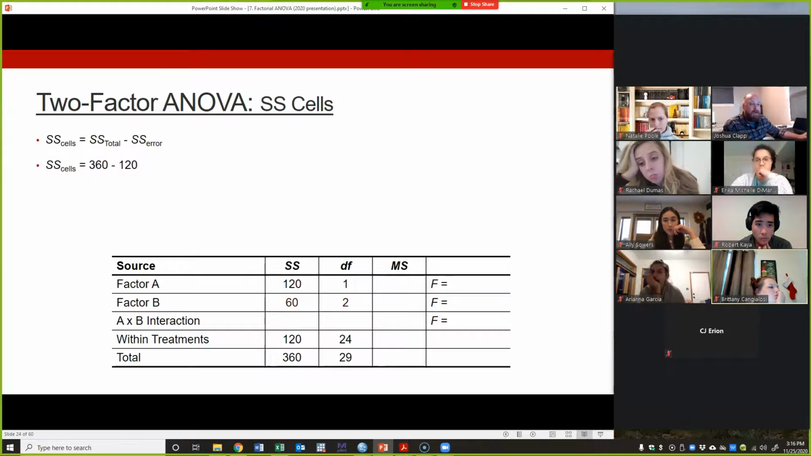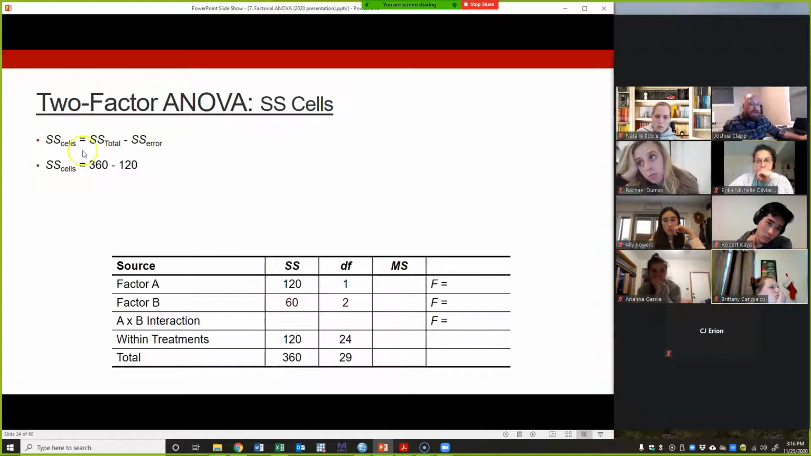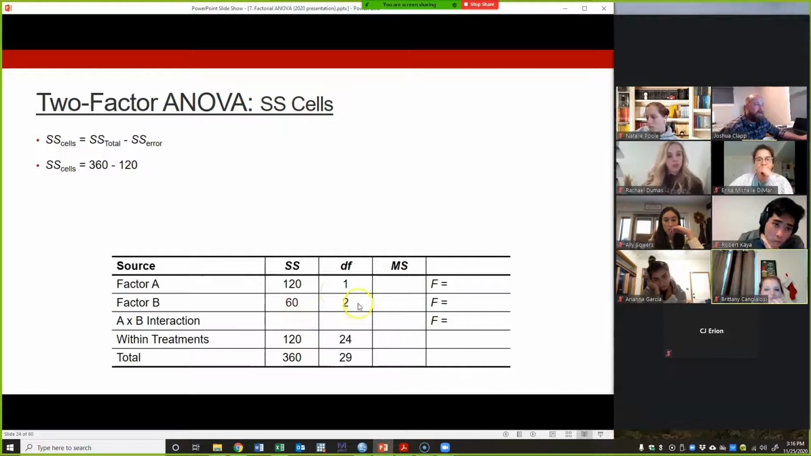Okay. So here, what we do is our sum of squares cells is our sum of squares total minus our sum of squares error, so 360 minus 120. It gives me my value here for my sum of squares cells. I guess I didn't put that down there, but 360 minus 120 is 240, that's what you're going to get here. But there's no place for it in our standard table here. This is just kind of a computational figure that we're putting off to this side.